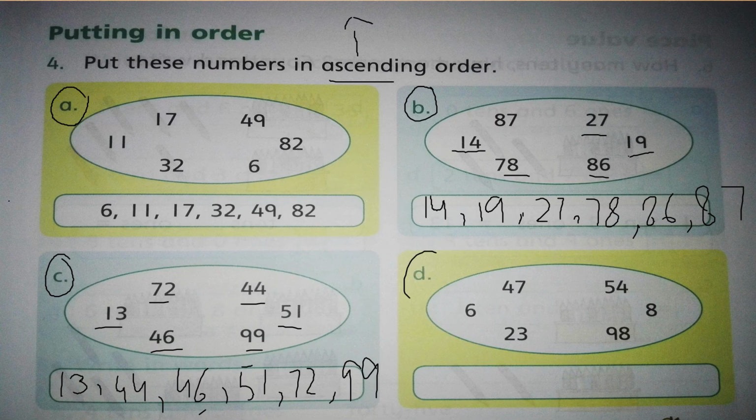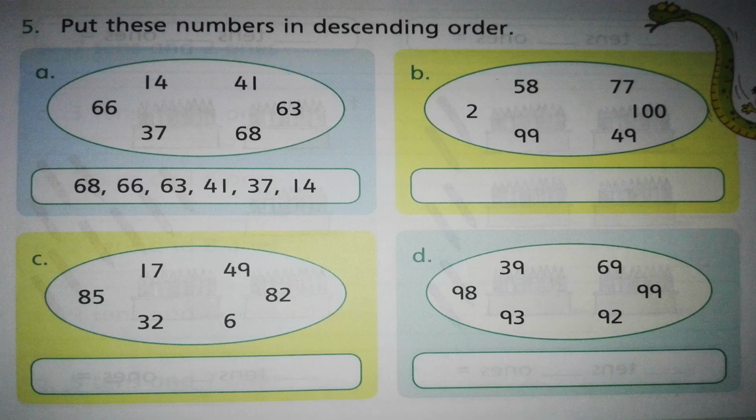Now the D part, the last part, is for you. You will do this by yourself. Now let's do descending order. This question is on page number 3 in your book. We have to write these numbers in descending order. First one is done in your book. So let's do the B part.